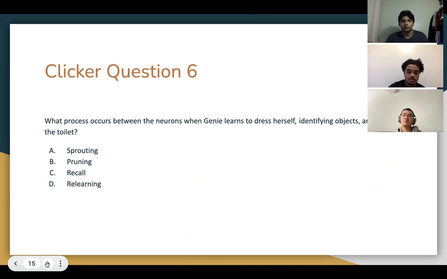Clicker question 6. What occurs between the neurons when Genie learns to dress herself, identify objects, and use the toilet? The answer is A, sprouting.